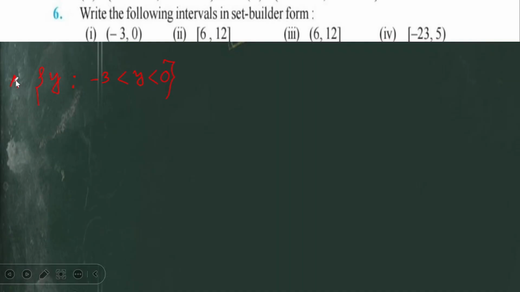If I consider A as a set where y is the element, it lies between -3 less than y and less than or equal to 0. Next, number 2. Suppose B is a set, it is a closed interval. So y is in the set with 6 less than or equal to y and less than 12, and y belongs to the real number set. Clear?